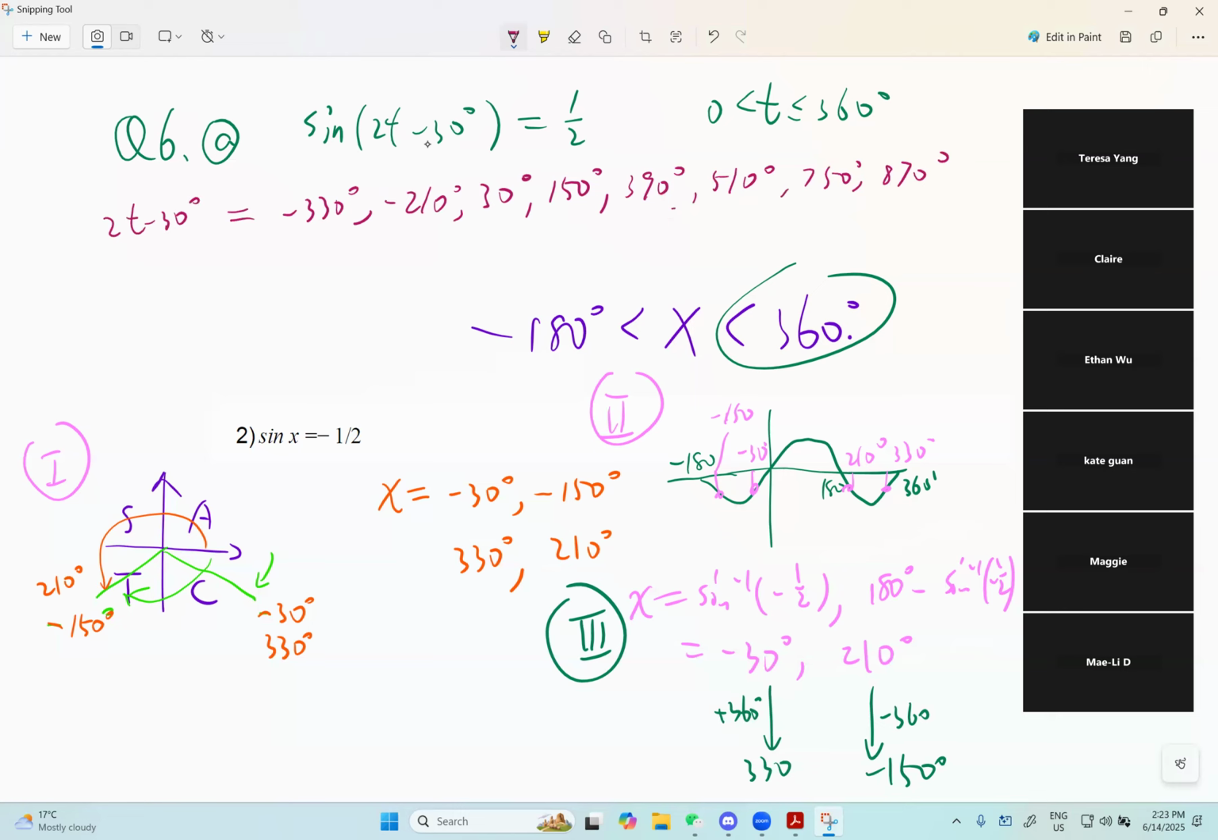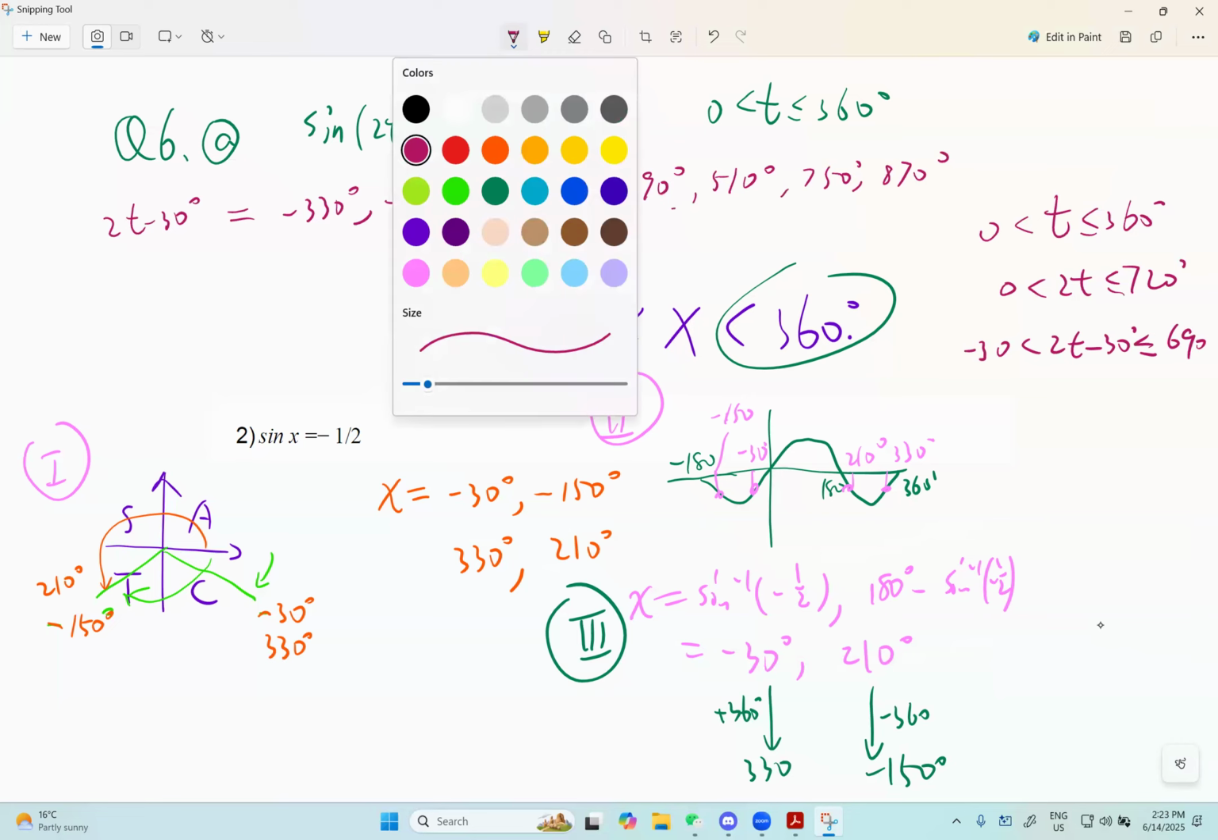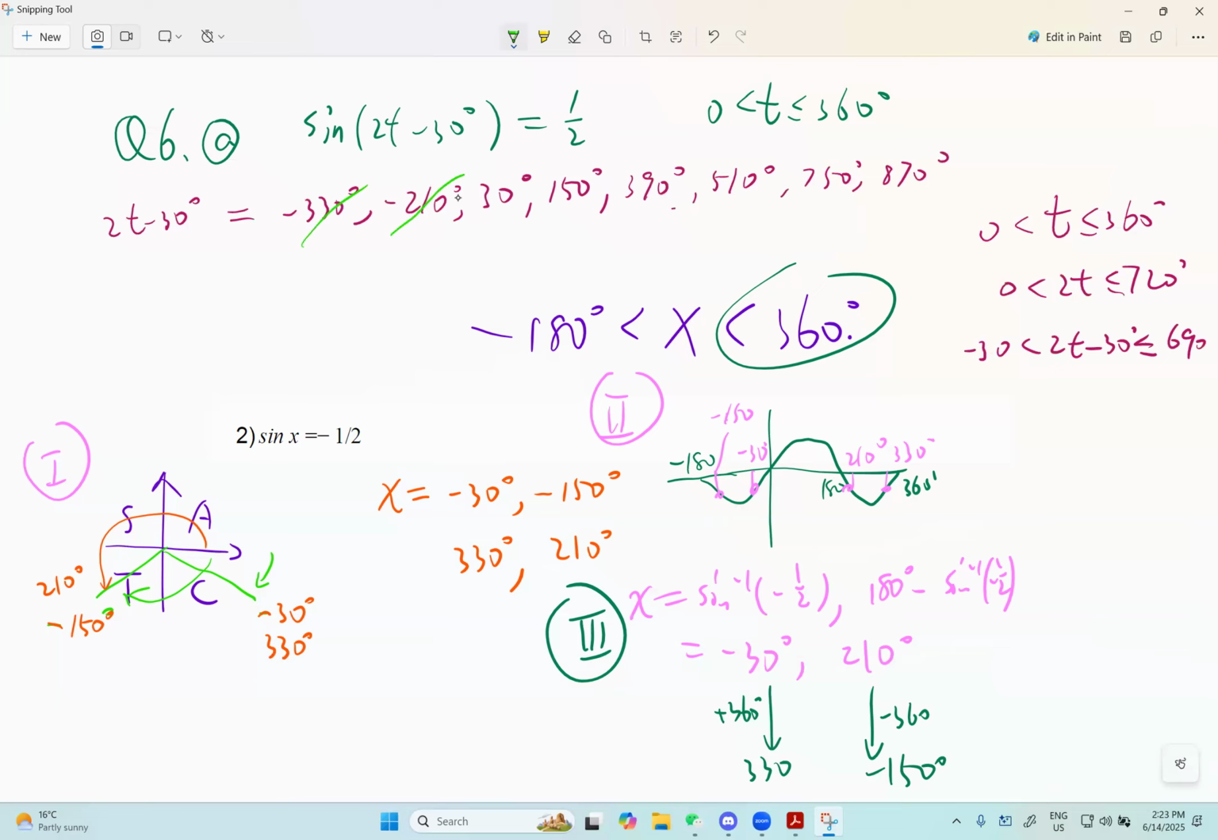Of course, another way you can try. For example, the idea from function. If t between 0 and 360, how about 2t? How about 2t minus 30 degree? Minus 30 to 690. So, which means we don't need this, we don't need this. We don't need this, we don't need this. Just need between negative 30 to positive 690. That's the first step.